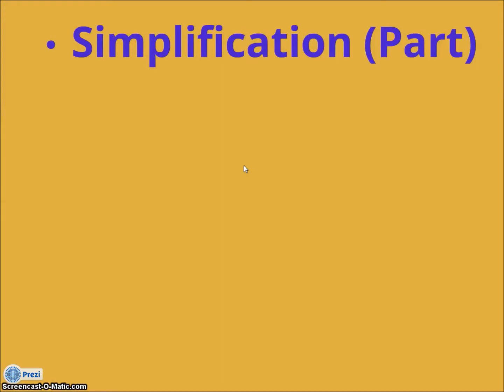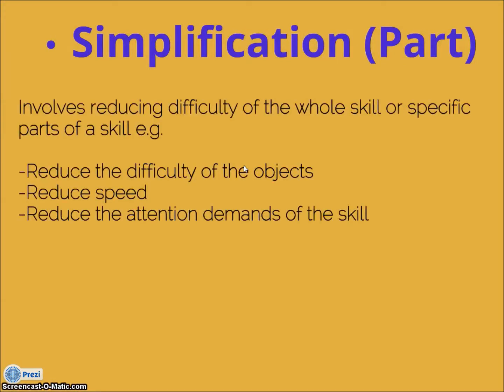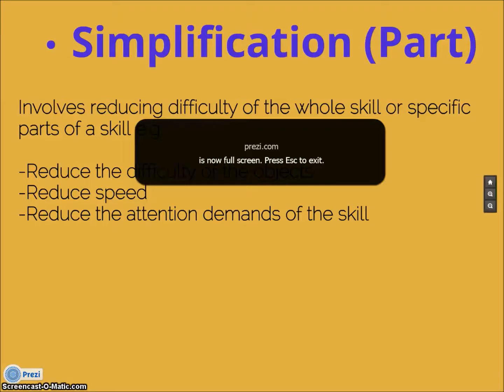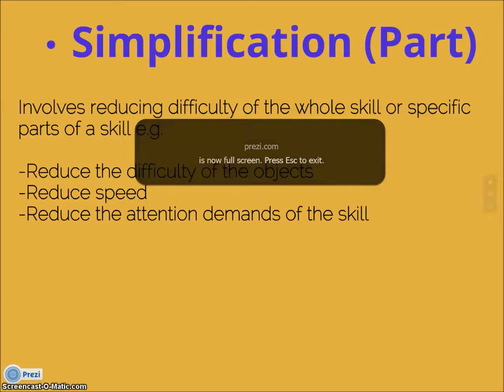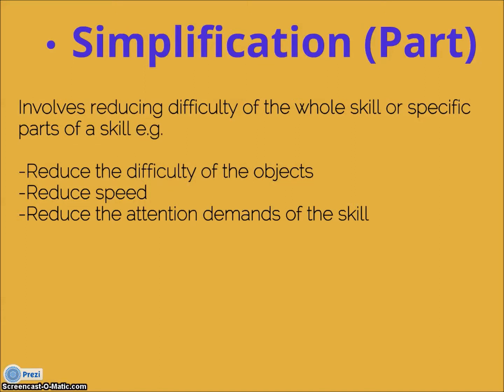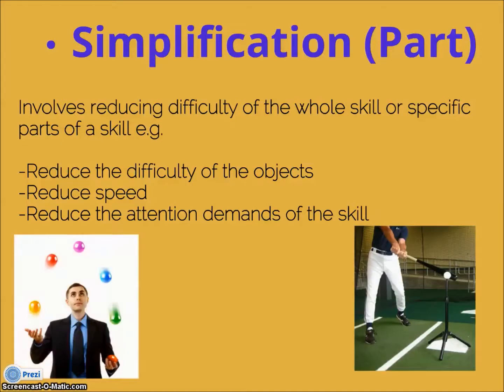Another way we can make the skill easier to learn is by simplification. This simply involves reducing the difficulty of the whole skill or specific parts of the skill. If it's a throwing event or a hitting event, it could be simplifying an aspect of that. Reducing the speed is sometimes a good way to make it more simple and then gradually increase the speed, bringing it up. Reduce the attentional demands of the skill, and there are several examples we can use here.